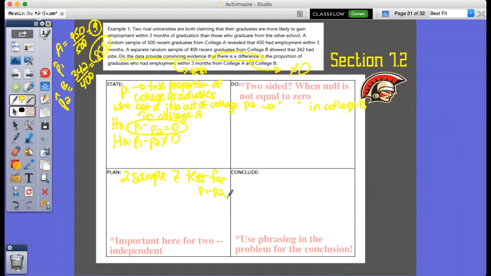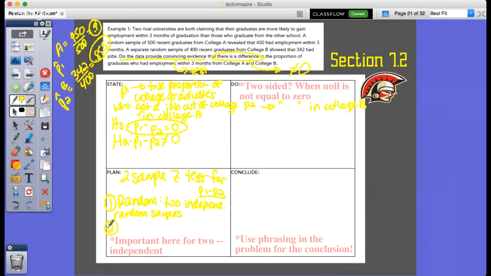Now, the next thing, our first thing, is this idea of random. And this is where, again, we might want to just state, especially because there's two, that they're independent. So we just will say that there's two independent random samples that were taken. Okay. You could also put the fact that one was a 400 and one was a 500. That would be fine too.